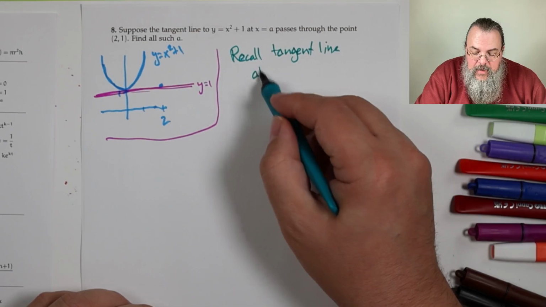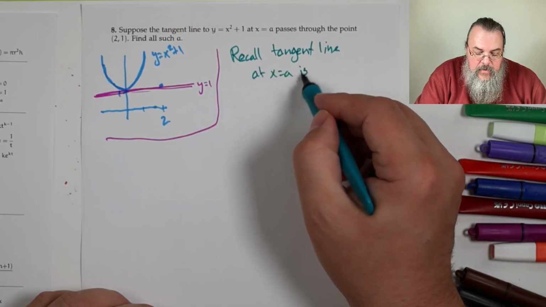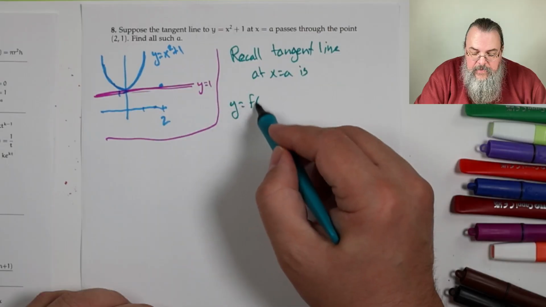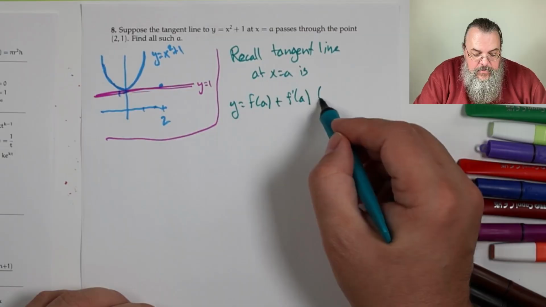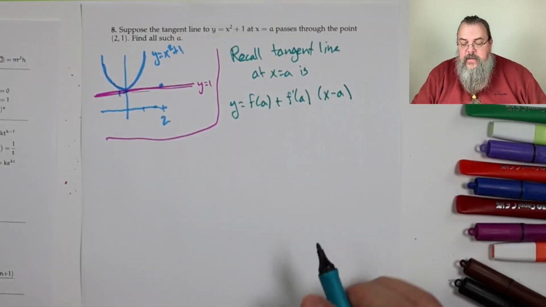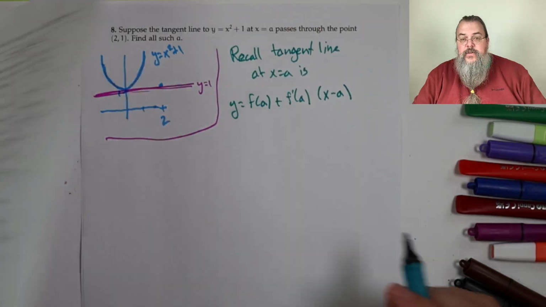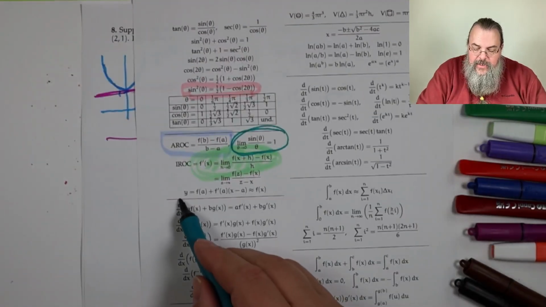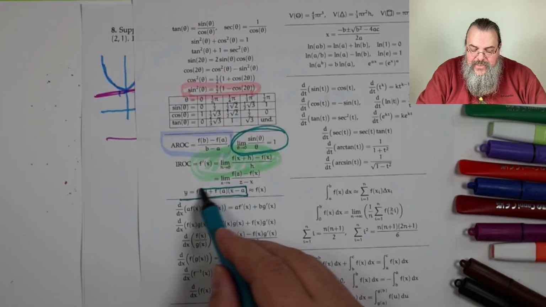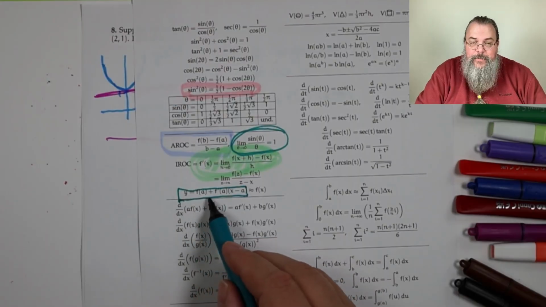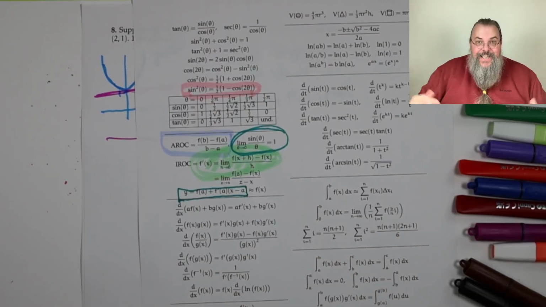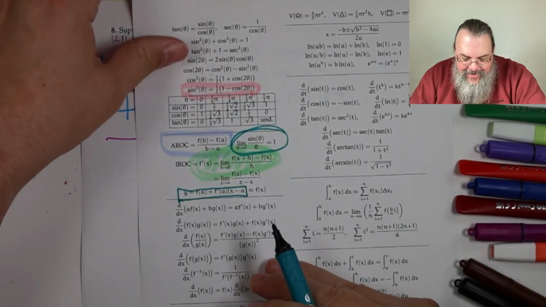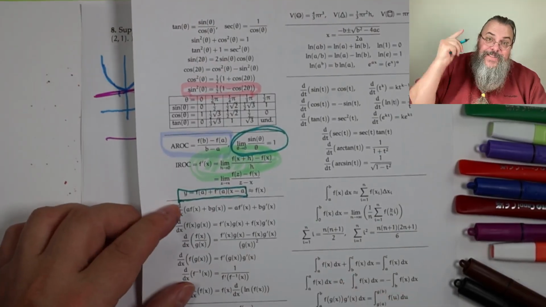And in particular, we recall that our tangent line at x equals a is y is equal to f of a plus f prime of a times x minus a. Now you're like, oh my gosh, what if I don't recall it? It's right here. This is your tangent line. y equals f of a plus f prime of a times x minus a. It's on the formula sheet. It's like they want us to know things because they want us to know things.